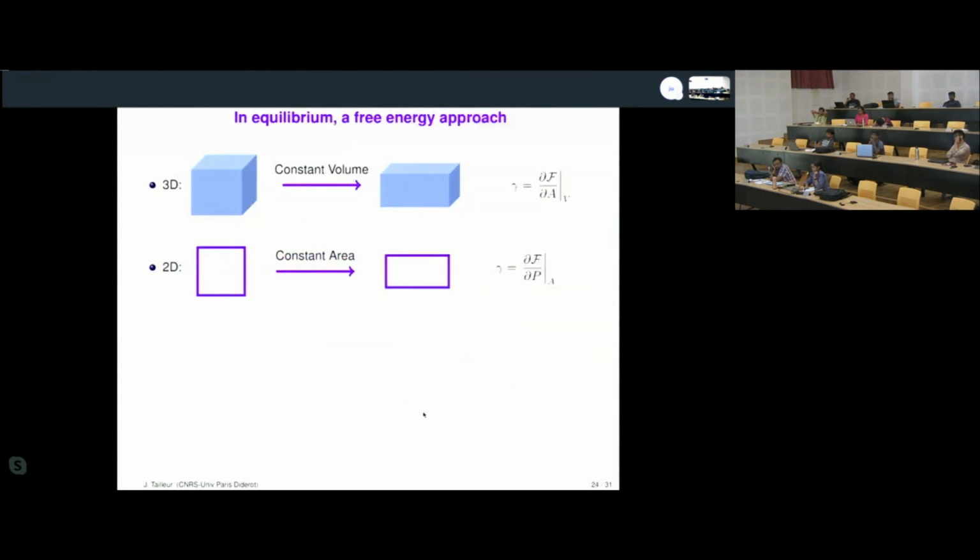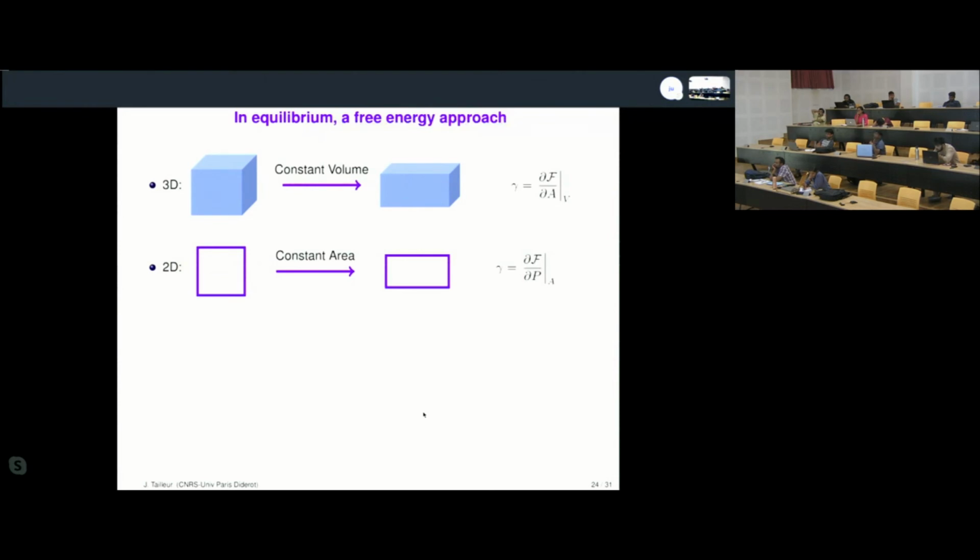Surface tension. In equilibrium, if you open any paper on surface tension, the definition of surface tension is made by looking at the change of the free energy when you deform a system, preserving the volume. In 3D, you take this cube on the top left and you make it into these parallelepiped shapes, which have the same volume but not the same area. And gamma is then basically the variation of the free energy due to the change of area at fixed volume.